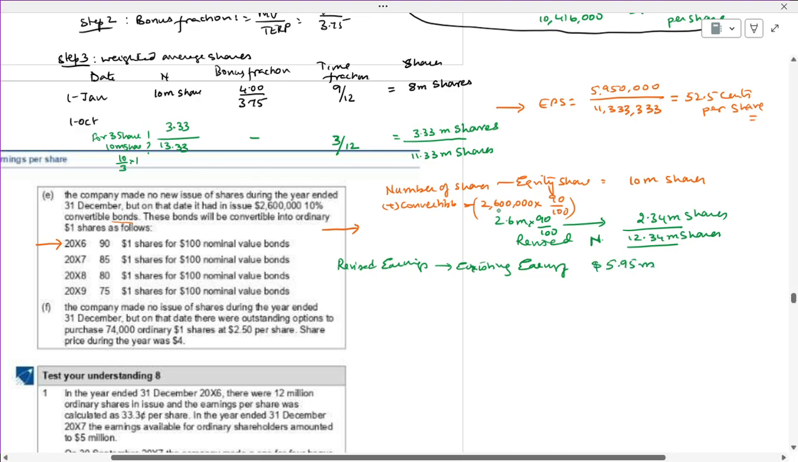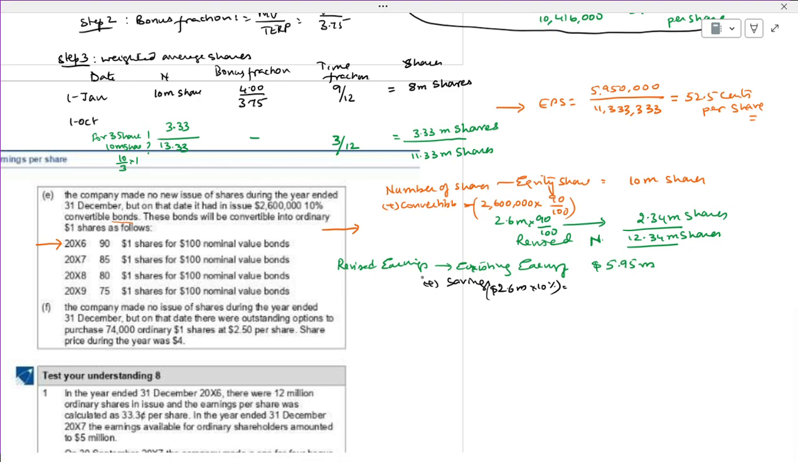5.95 million. If I write like this, is it okay for you? Yes. Okay, I am putting a dollar sign so that you do not get confused. Plus savings. How much is the savings? Savings is 2.6 million times 10% interest. It comes to how much? 2.6 times 10% comes to 0.26.